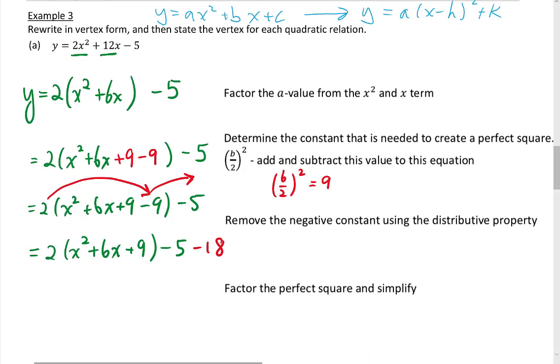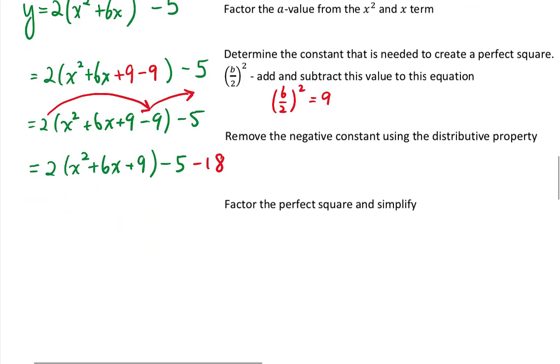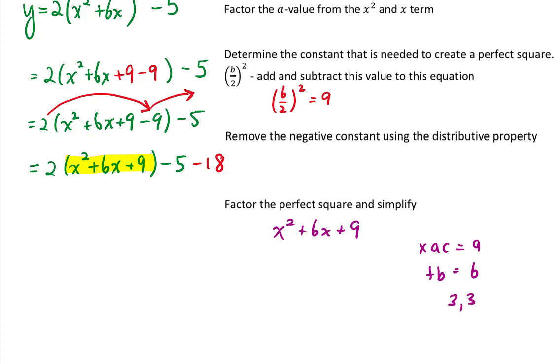The next step, we're going to factor the perfect square and simplify. So remember, the perfect square is right here. We made the perfect square. So let's look at that separately. That's x squared plus 6x plus 9. So we need two numbers that multiply to a times c, which is 9, and add to b, which is 6. So the two numbers are 3 and 3. So that gives us x squared plus 3x plus 3x plus 9.